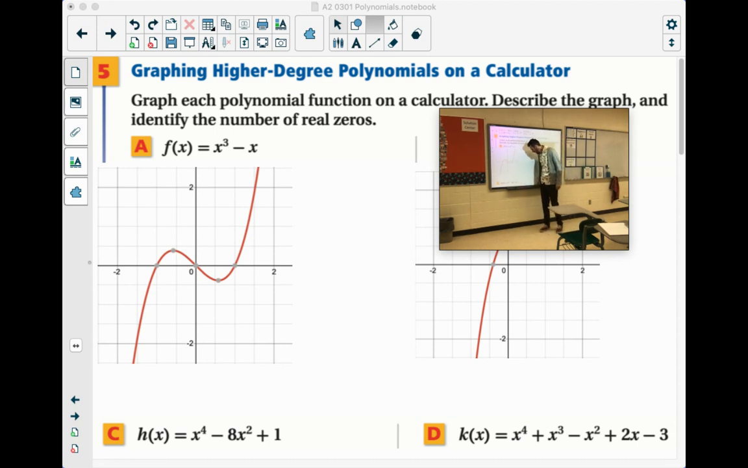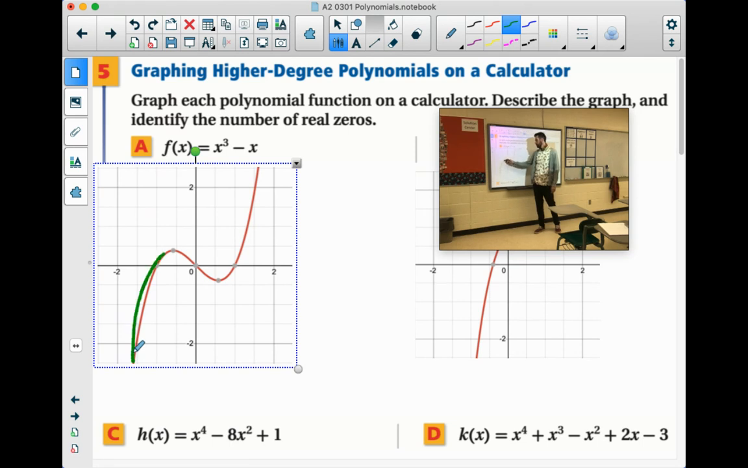So on A, I would say from left to right, it increases, then decreases, and then increases again. Now as far as the number of zeros, remember, zeros are where it crosses the x-axis. So I would say, well, it crosses 1, 2, about 3 times, right? So I would say it probably has 3 zeros.